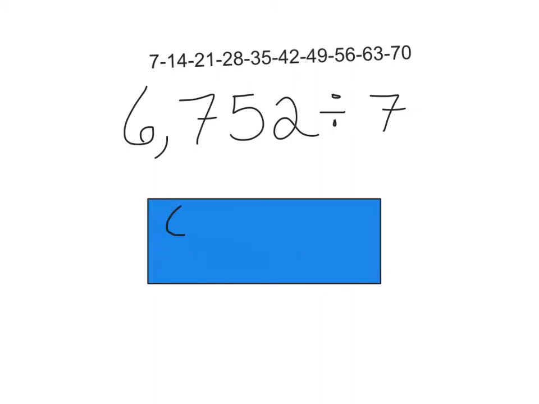And I get 6,752 right inside the box. Grab my divisor, which is 7, and put it outside the box. And I'm going to see how many times the 7 will fit into 6,752. And it cannot fit into the 6, but it can fit into 67.